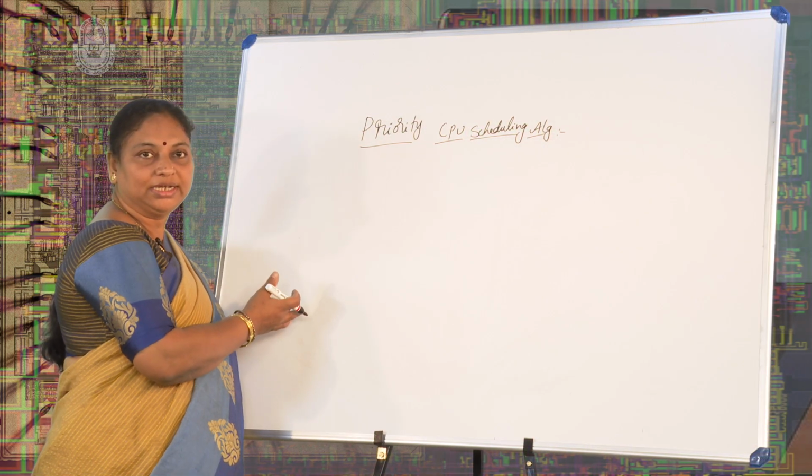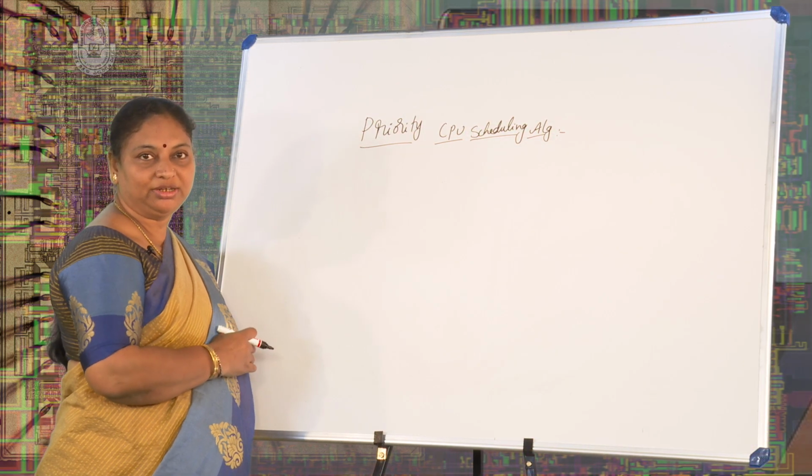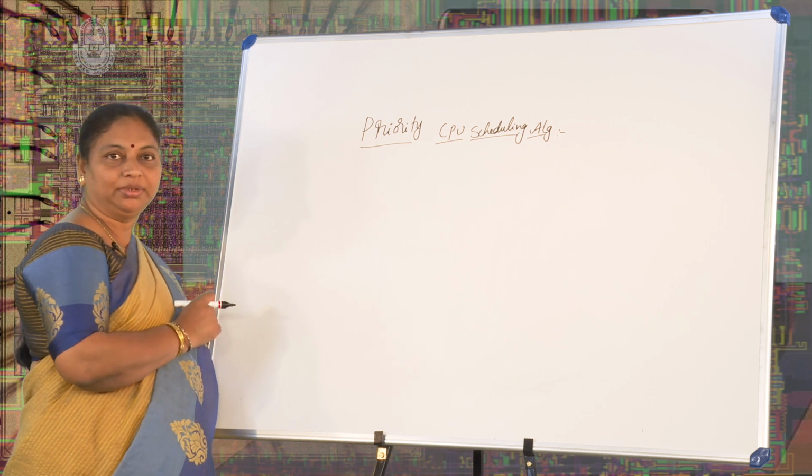Generally the priorities are indicated by some fixed range of numbers, like from 0 to 8 or 9, integer numbers, and we always assume that lower numbers represent higher priority. Now let us study this priority CPU scheduling algorithm with an example.